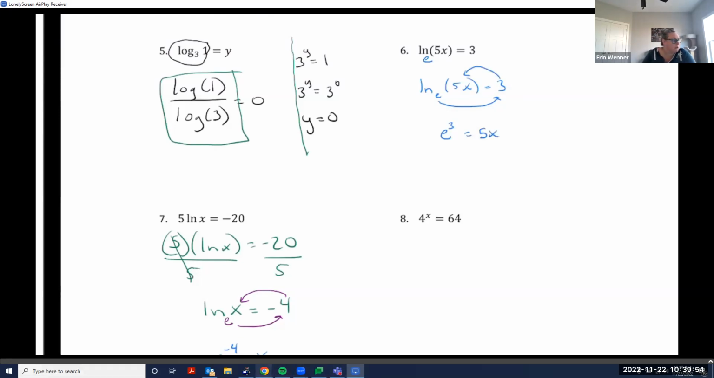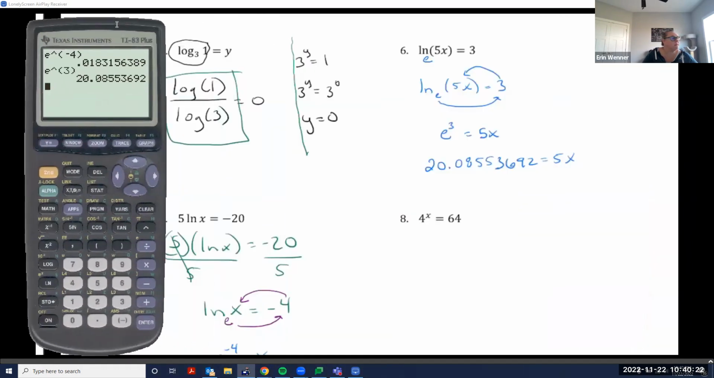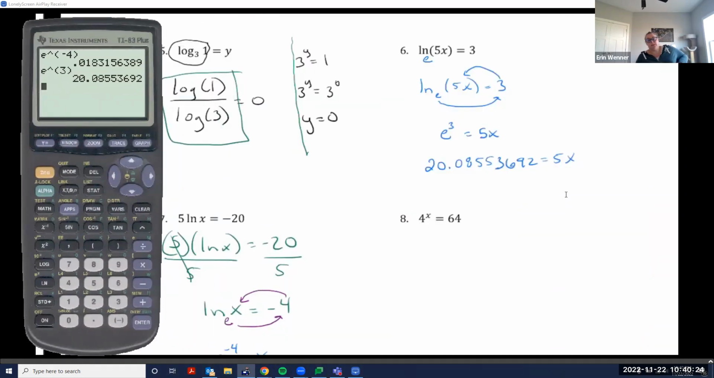So we bring our calculator up. I'm going to do e to the third. We'll do second ln to get that e up, and we'll do 3 inside there. And again, I get a big long decimal number, 20.08553692, and that equals 5x. Now, as I've told you many times, don't round until the end.